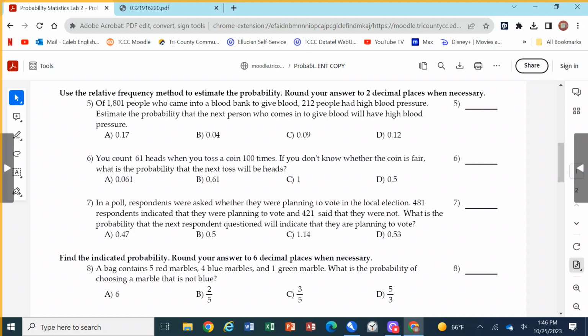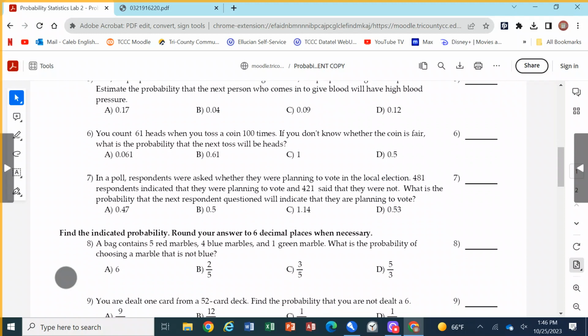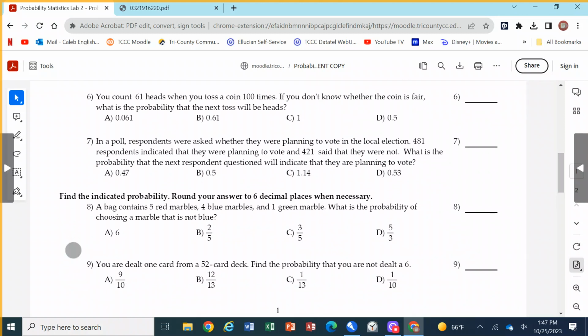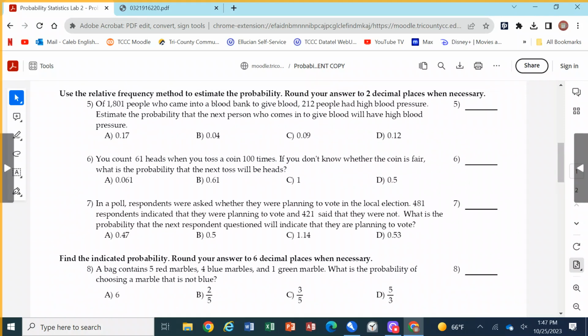All right, of 1,801 people who came into a blood bank to give blood, 212 had high blood pressure. Estimate the probability that the next person who comes in will have high blood pressure. So that one's pretty simple. Number 6, you count 61 heads when you toss a coin 100 times. If you don't know whether the coin is fair, what is the probability that the next toss will be heads? All right, so just set that one up, and you're good. Just make sure that your decimal's in the right place on all 3 of these, because all 3 of these, the answers are in decimal form.